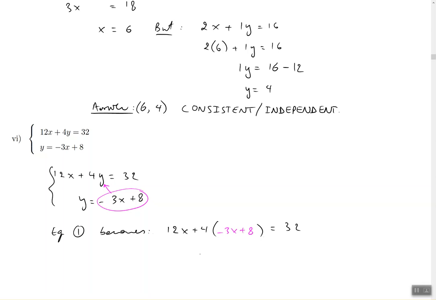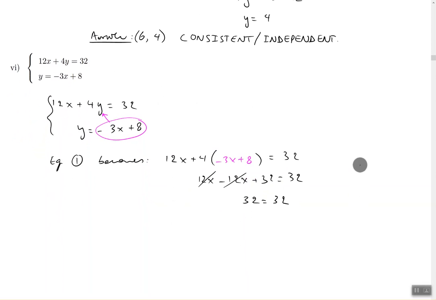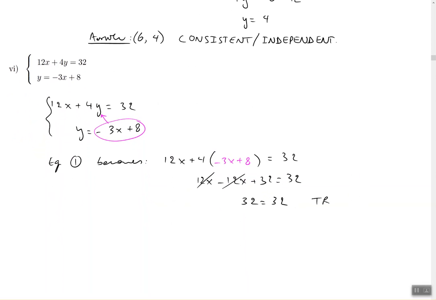So when I do that, it's going to say again 12x minus 12x plus 32 equals 32, which means that things are going to cancel, and I'm going to end up with 32 equals 32. Now, is that a sentence that makes sense, or is that illogical? Well, actually, this is very logical. 32 is equal to 32.